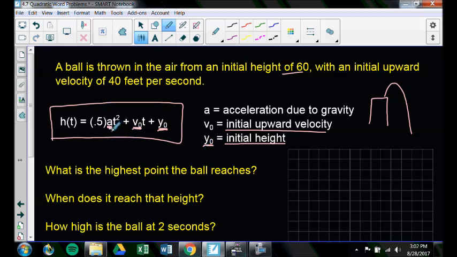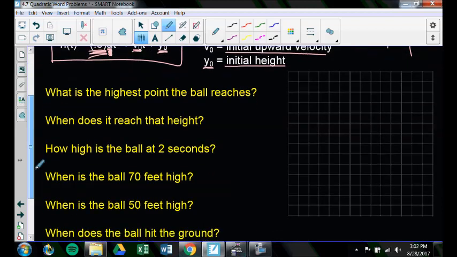A represents the acceleration due to gravity, meaning how quickly gravity is pulling something towards the center of the Earth. And if we're not on the Earth, like on Mars or something, it would be different. This 0.5 is there because of calculus. Don't worry about that. What is the highest point the ball reaches?